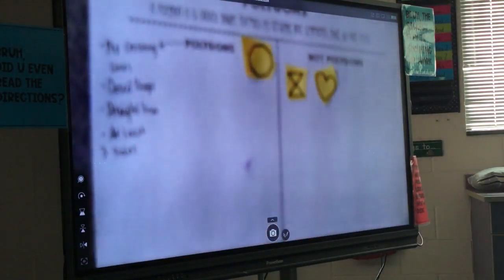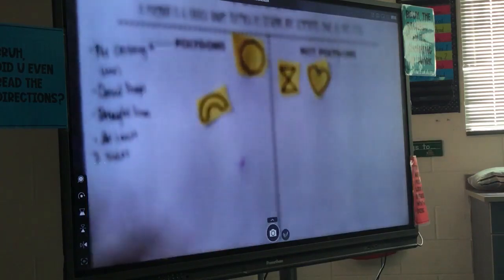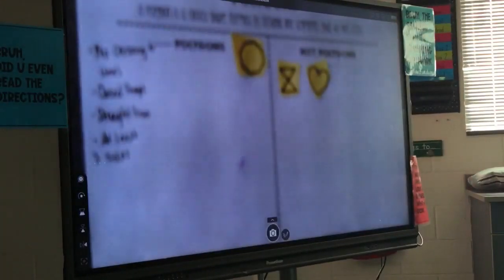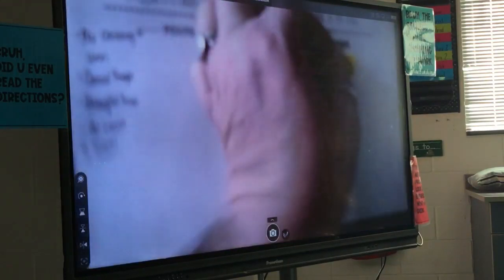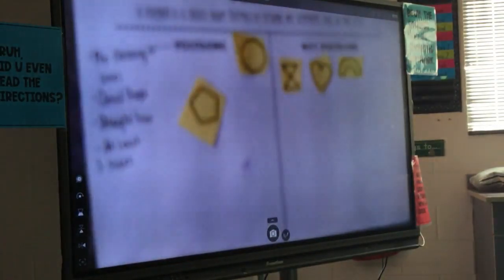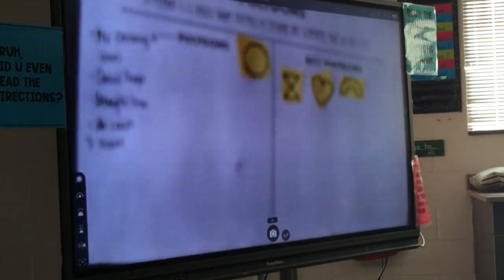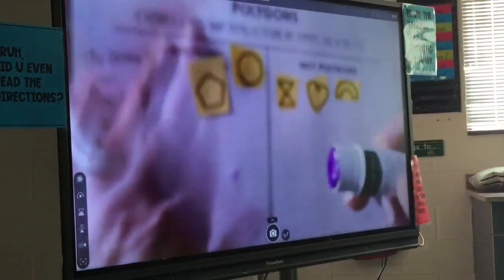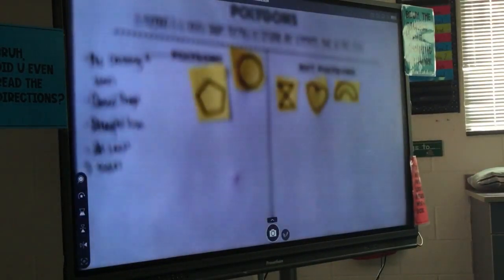All right, what about this one? Yes or no? No. Raise your hand, tell me why. Why is this not a polygon? Silas. Because not all the lines are straight. It's kind of like a rainbow. What about this one? Yes. All right, tell me why. Ainsley. Because all the lines are straight and there's no curved or crossing. And it's also a what? Closed shape. Yeah. Okay.